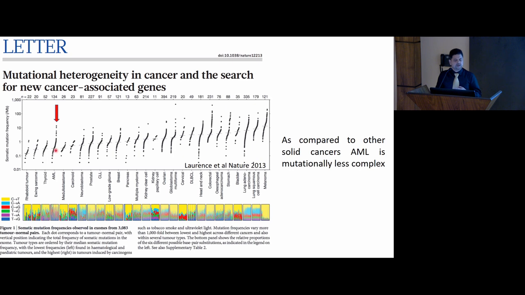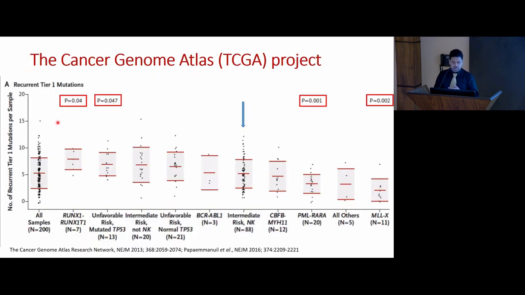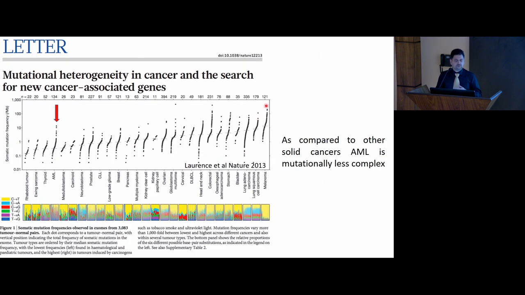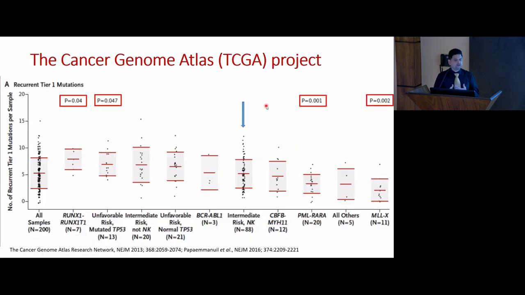There are approximately, if you do a whole genome sequencing, 8 to 10 mutations. But if you do this for a disease like melanoma, you will get more than 100 mutations, and it's quite bewildering. It just shows that this is a mutationally less complex disease. Even if you look at cytogenetics, there is heterogeneity. Certain disorders, such as those with core binding factor leukemia, RUNX1-RUNX1T1, CBFB-MYH11, are mutationally less complex. That means they harbor fewer abnormalities.